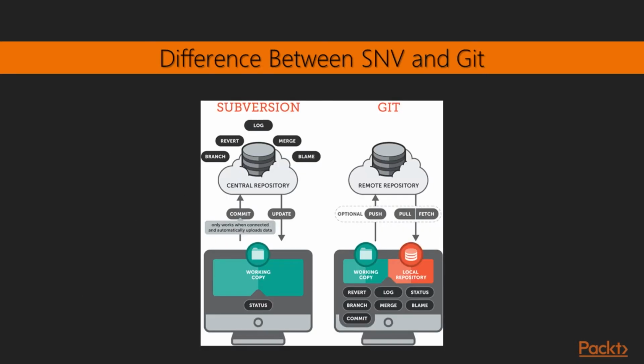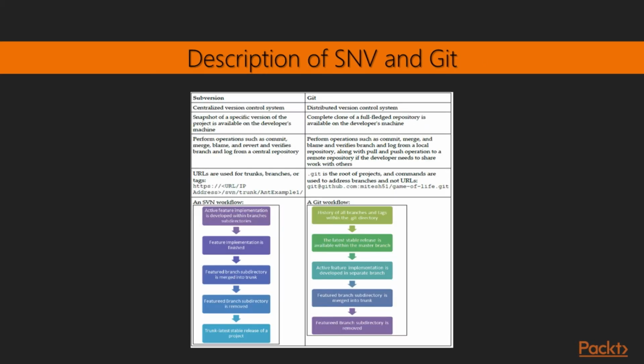Differences between SVN and Git. SVN and Git are both very popular source code repositories. However, Git is getting more popular in recent times. A detailed description of Subversion and Git is illustrated in this table. Subversion: centralized version control system. Git: distributed version control system.